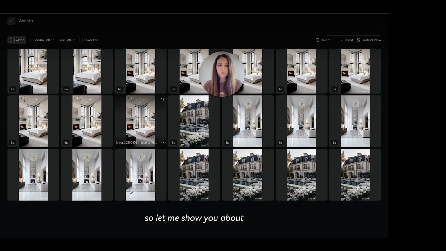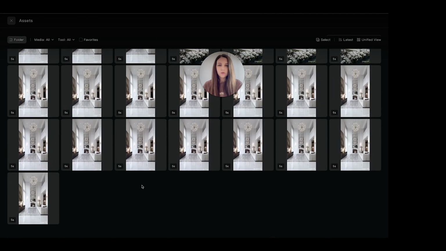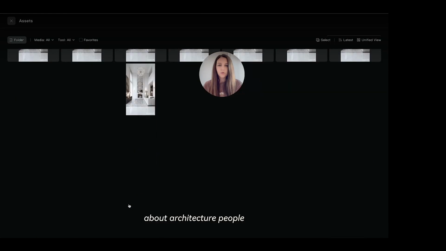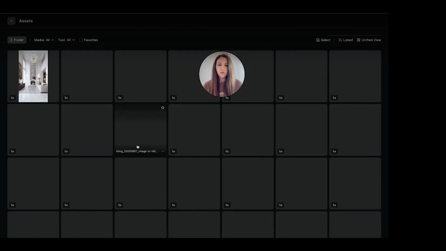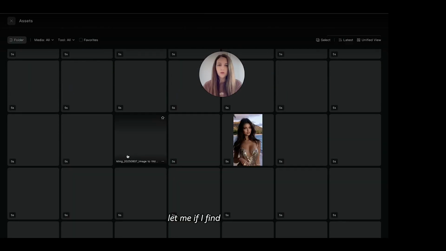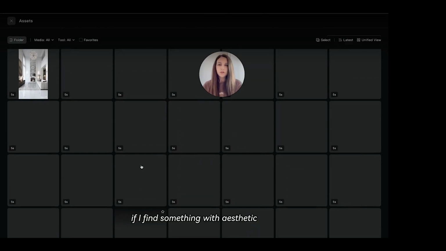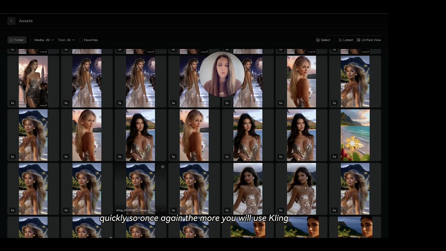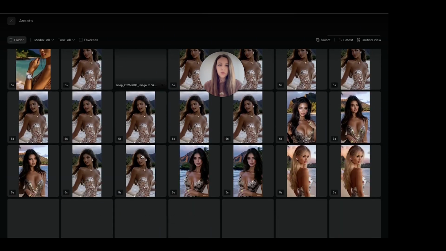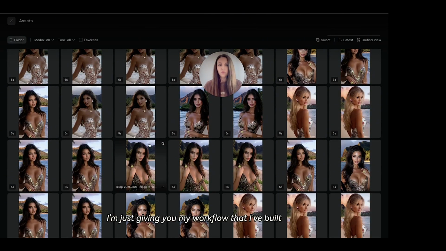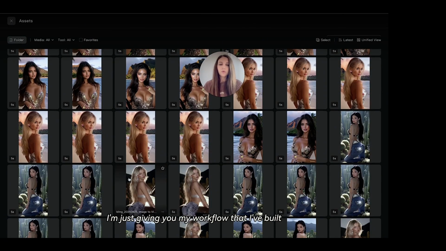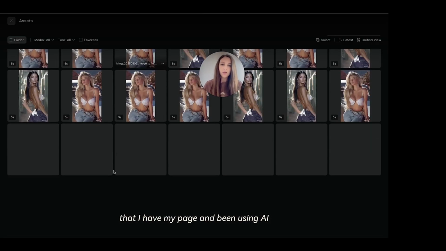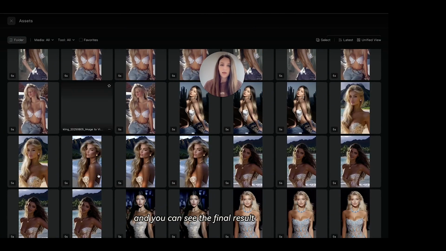So let me show you, we understood about architecture, people. Let me find something with aesthetic quickly. So once again, the more you use Kling, the more you will understand it. I'm just giving you my workflow that I've built throughout all this time that I have had my page and been using AI. You can literally see my prompts and you can see the final result.